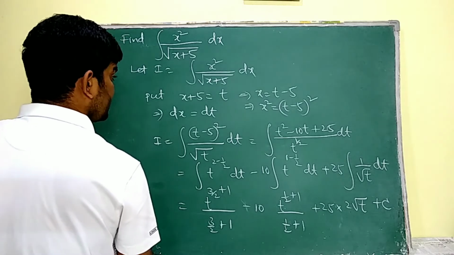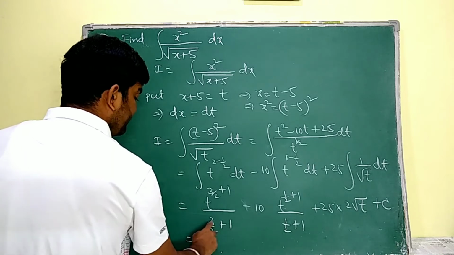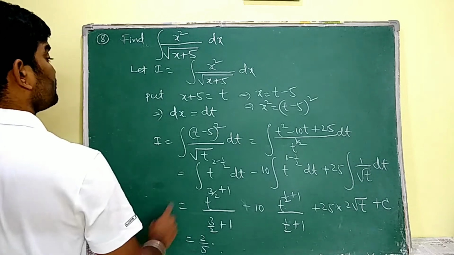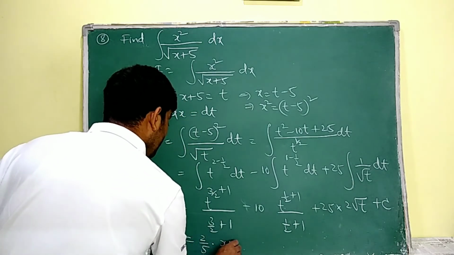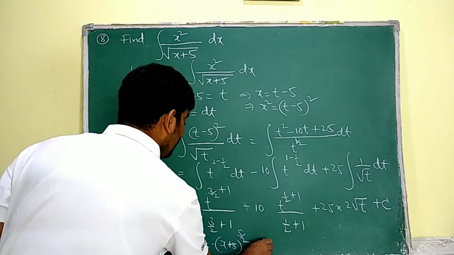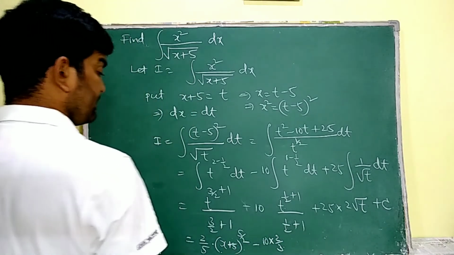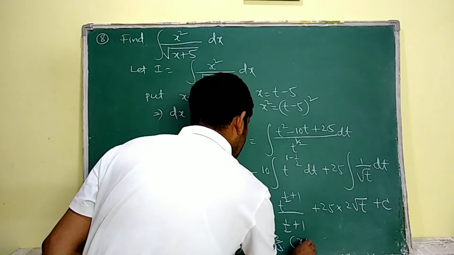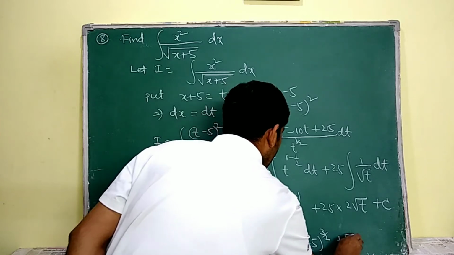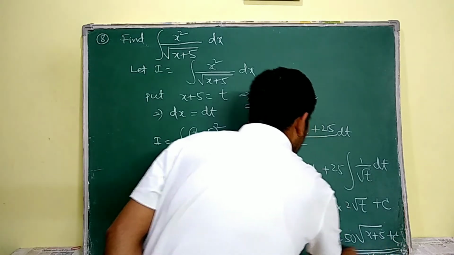So here, 3/2 plus 1 can be expressed as 5/2, which gives 2/5. In the place of t, I am going to write x plus 5. So 2/5 into (x + 5) whole power of 5/2, minus 10 into 2/3 into t, meaning (x + 5) whole power of 3/2, plus 50 into root over x plus 5, plus c. This is our answer.